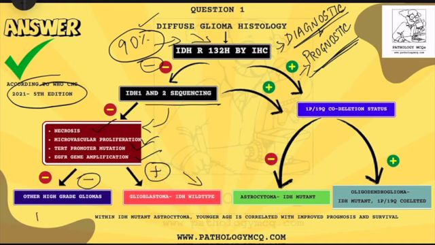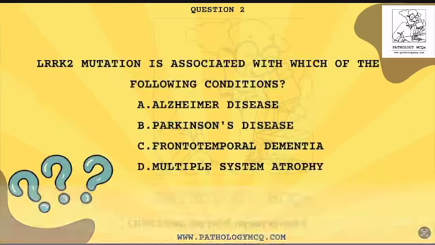If IDH by IHC turns out to be positive, the next best step is to perform a 1p19q co-deletion status study. Similarly, if IDH by sequencing turns out to be positive, again the next best step is to perform a 1p19q co-deletion status assay. If it is negative, classify the tumor as astrocytoma, IDH mutant. If it is positive, then it would be an oligodendroglioma with IDH mutation and 1p19q co-deletion.